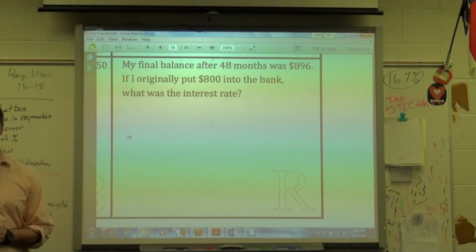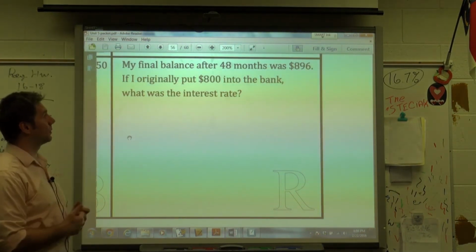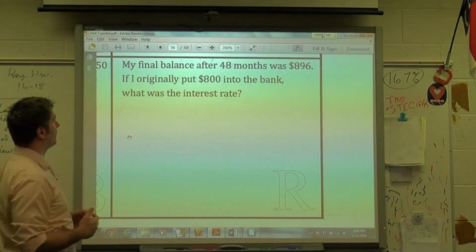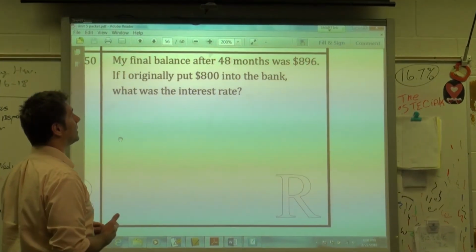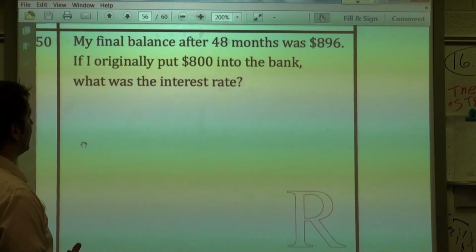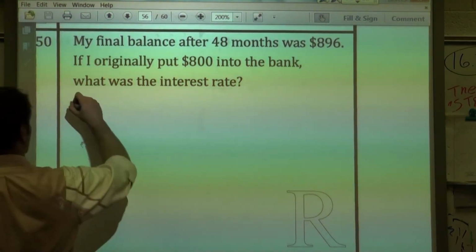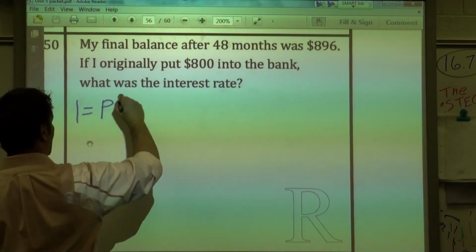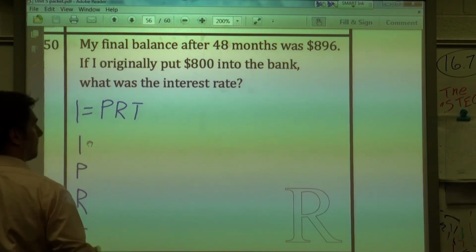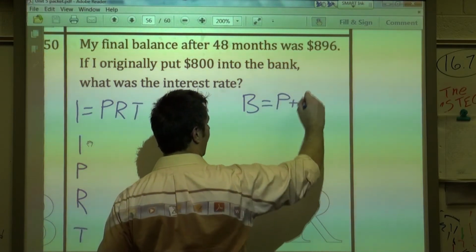All right, ladies and gentlemen, the last problem among our examples is a problem where we're going to look for the rate, the rate of return. My final balance after 48 months was $896. If I originally put $800 into the bank, what was my interest rate? Let's start this again. We're going to write I equals P R T. And also we're going to write this for balance equals P plus I.